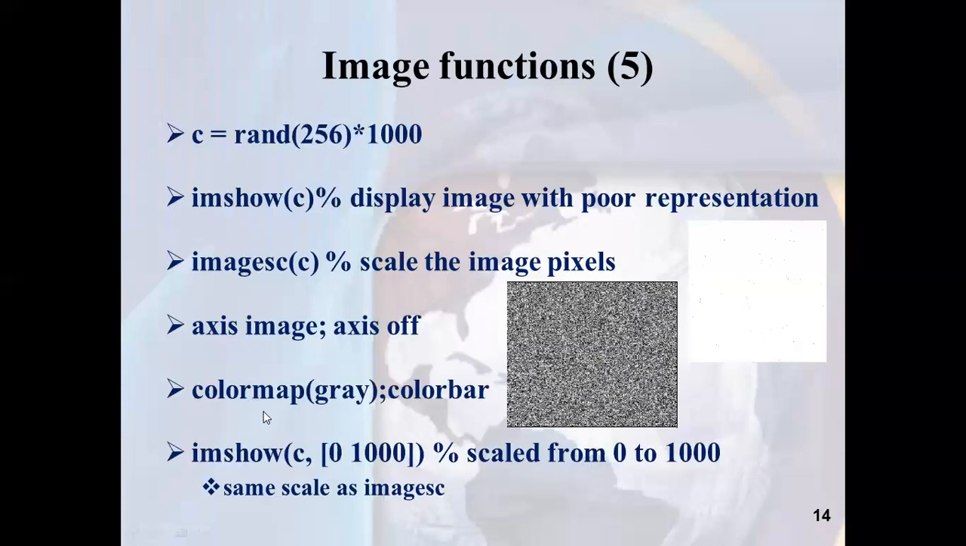Now I can do colormap gray just to show the image in gray color, not in colored. So for that, I use colormap gray and colorbar. Now, if I want to use imshow but with scaling, I can use imshow C, comma, and I put here the minimum scale and the maximum scale. So imshow C, 0, 1000 is similar to imagesc.